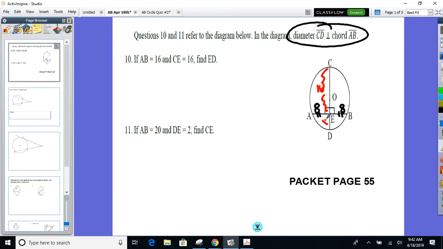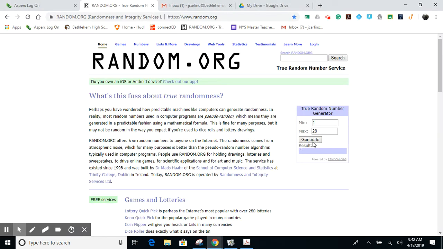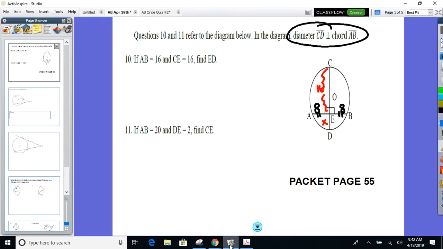What's the length of ED now? That little piece. It's not a radius, so that's not going to help. Do you see two chords in that diagram that intersect? Name the two chords that intersect for me. CD and AB intersect, meaning when I multiply their parts, they're equal to each other.